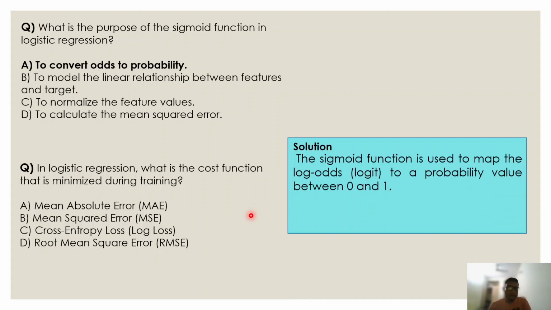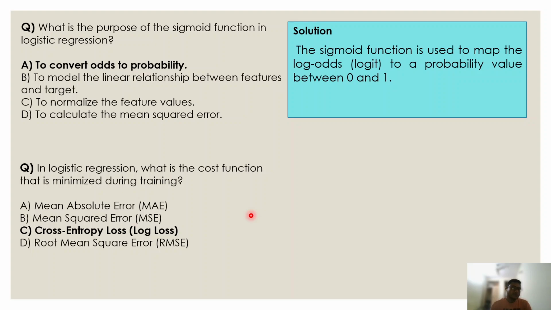Okay, yeah, you are correct. So the correct answer is cross entropy loss. Mean square error, mean absolute error, root mean square error, all these are utilized. It is nothing but y minus y hat whole square.